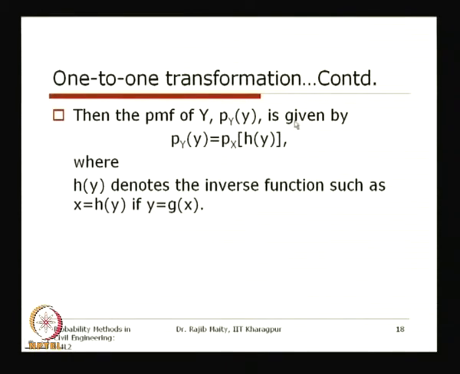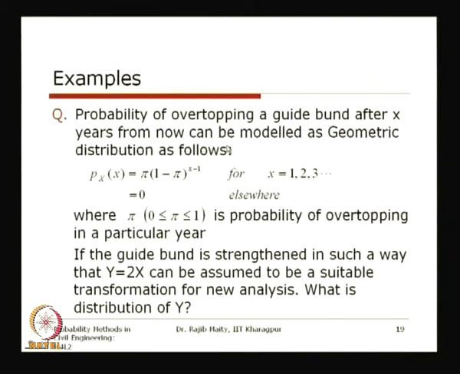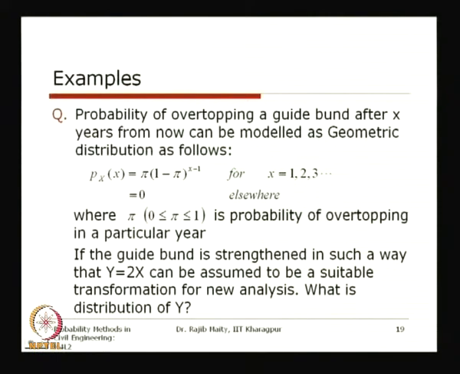Okay. With this, we can talk about one example for the discrete random variable, with the one-to-one transformation. Obviously, we are talking here about a one-to-one transformation, that is, where the transformation has only one specific value. So the probability of overtopping a guide band after x years from now can be modeled as a geometric distribution.